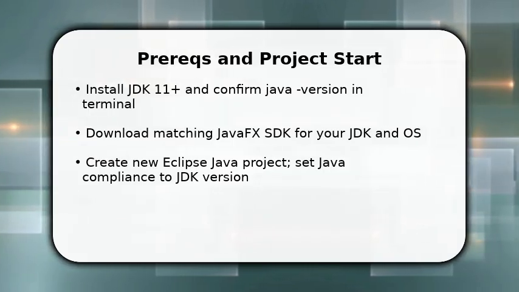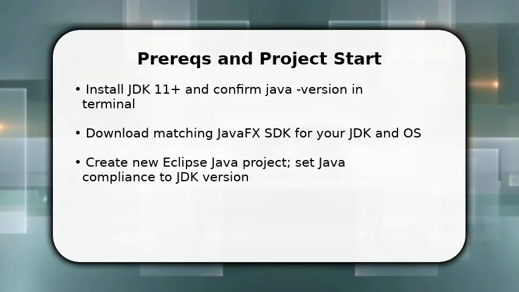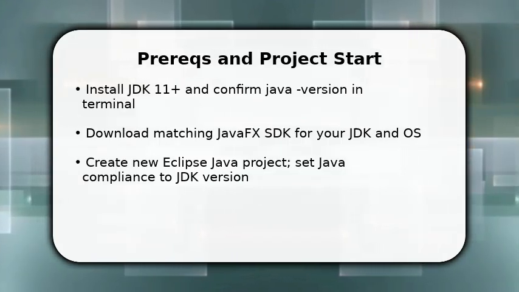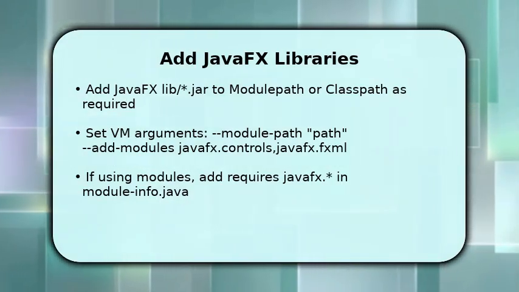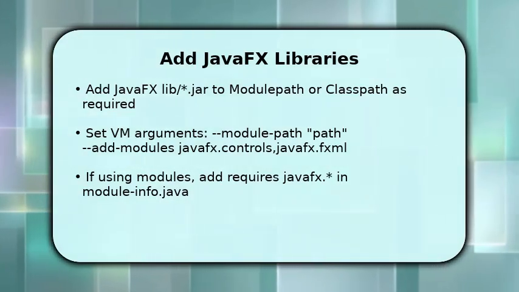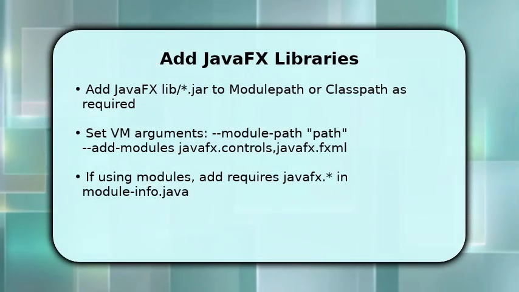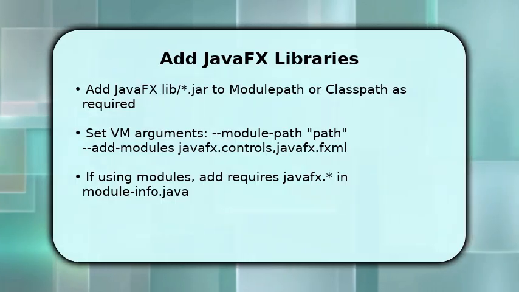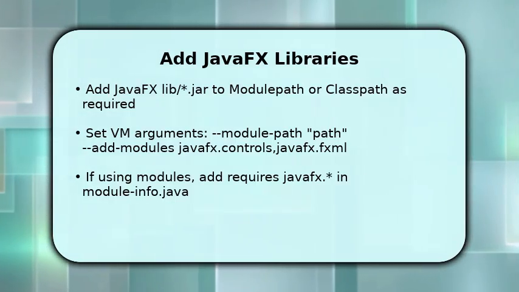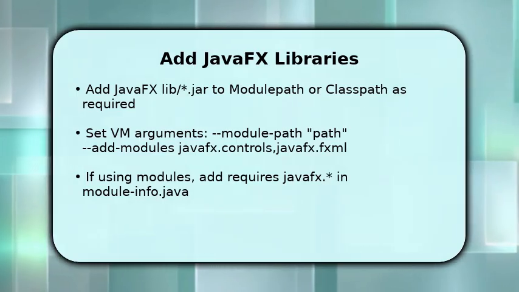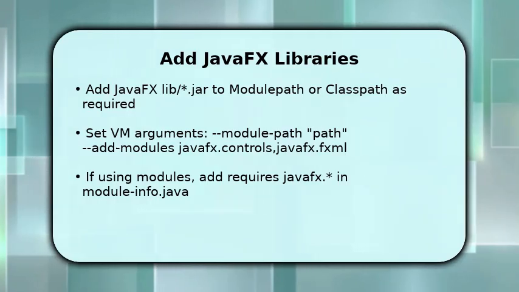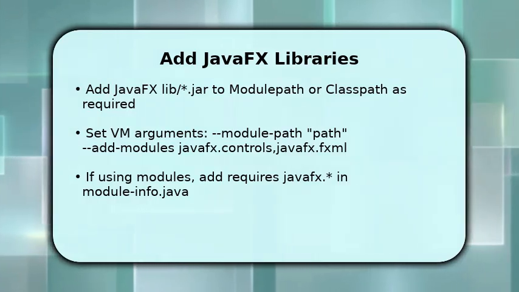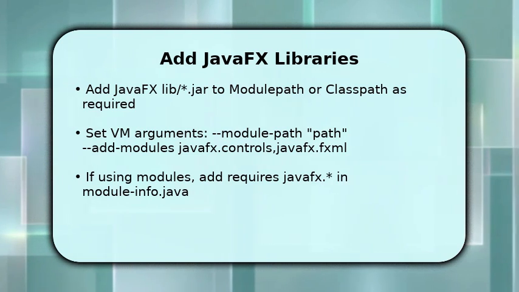Right-click the project, choose Build Path, Configure Build Path, and add the JavaFX lib JARs to the module path if your project uses modules, or the class path for non-modular projects. Then open Run Configurations and set VM arguments: --module-path C:/path/to/JavaFX SDK/lib --add-modules javafx.controls,javafx.fxml. If you use module-info.java, add explicit requires.